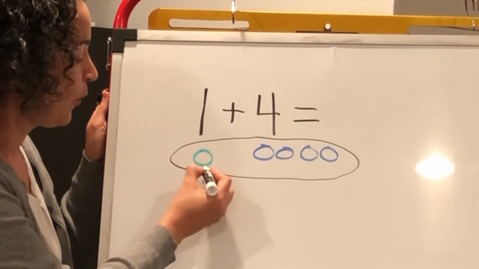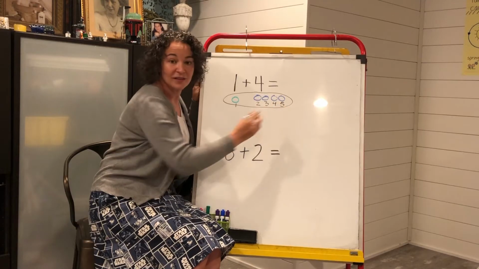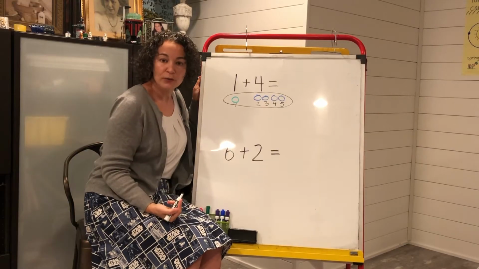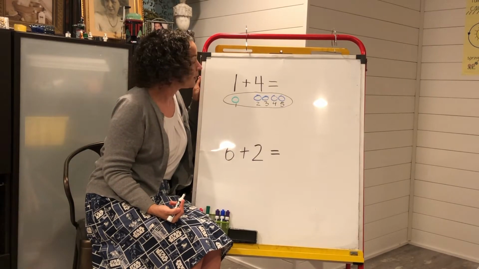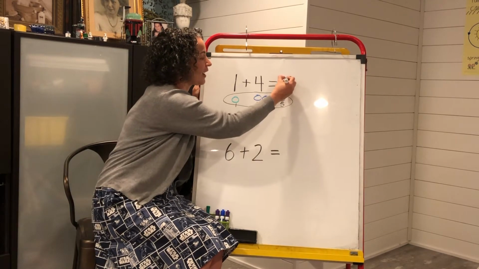Here we go. 1, 2, 3, 4, 5. Let's count it again. 1, 2, 3, 4, 5. So my friends, what is the sum of 1 plus 4? Yeah, the sum of 1 plus 4 is 5.